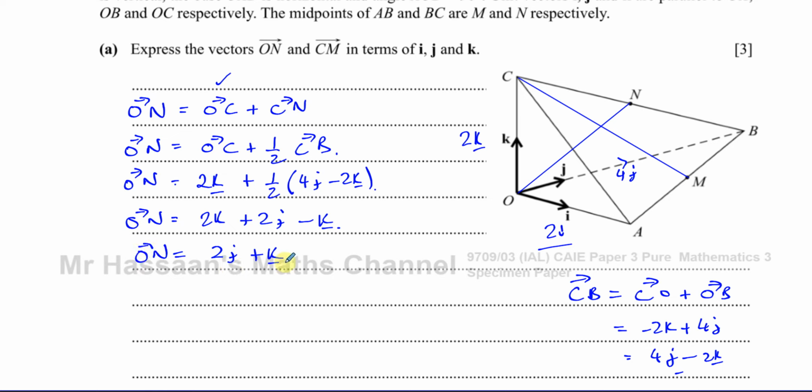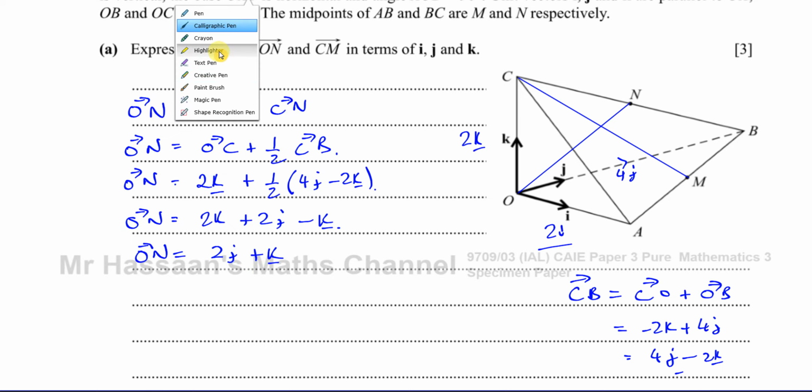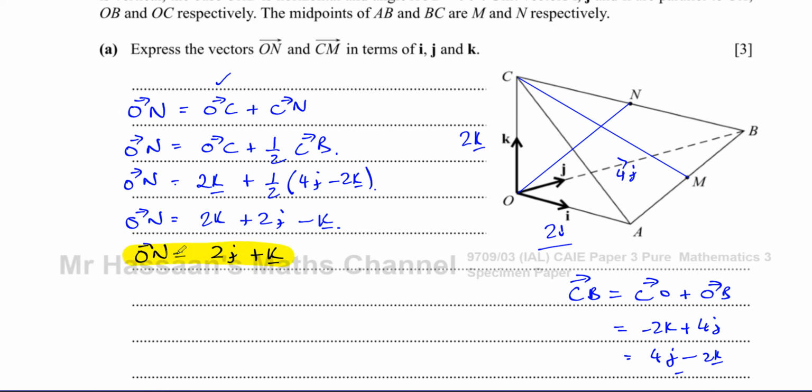So that's O to N. There's the answer for the first part of part A. Okay, that's O to N. Now, we want to find also the vector from C to M. So we've done O to N. That's done. Now we've got to go for C to M.